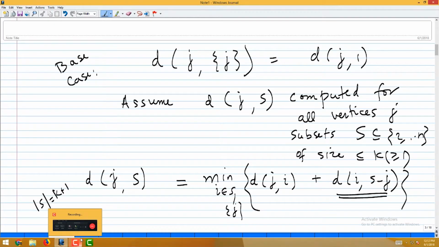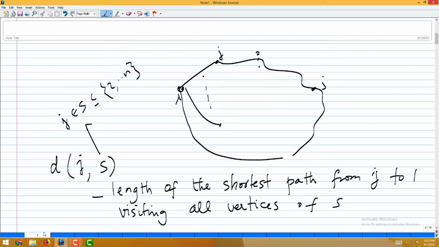So, how many subproblems did we compute? To analyze the running time, all you need to do is look at the dynamic programming table: how many entries are in the table and how much time it takes to compute one entry. You multiply that, and you get the overall running time. How many entries are we computing? All possible j, all possible S. Roughly 2 power n times n entries, for every vertex j and every subset S. The number of subsets is 2 power n, the number of vertices is n.